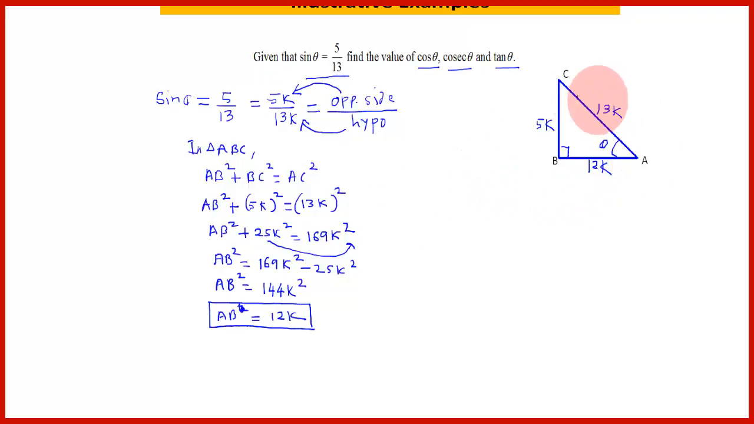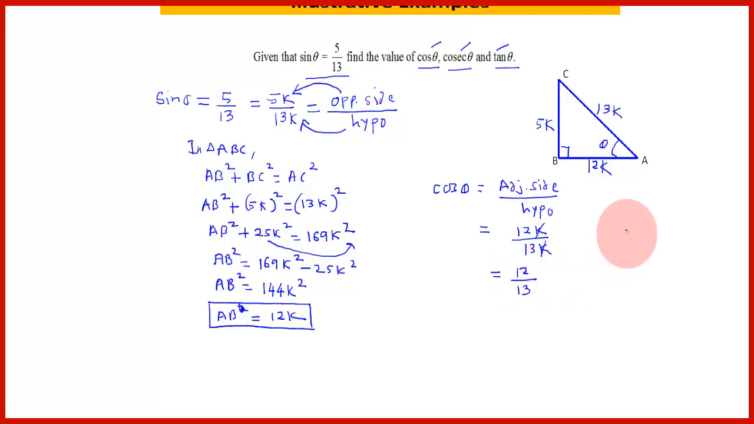Now you have got all the three sides of the right angle triangle, and so you can find the ratios cos theta, cosec theta and tan theta. So first is cos theta. Cos theta is equal to adjacent side upon hypotenuse, which is equal to 12k upon 13k. So k and k will get cancelled and you will get 12 upon 13, and so cos theta is equal to 12 by 13.